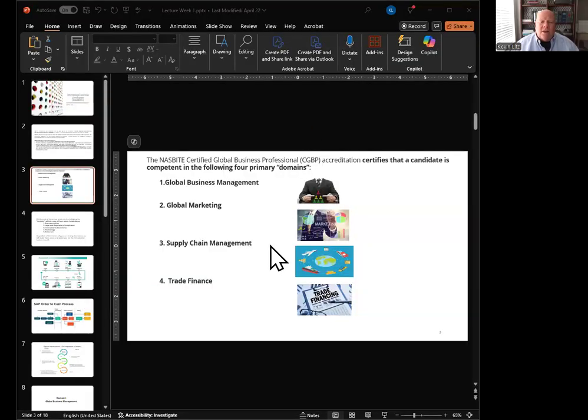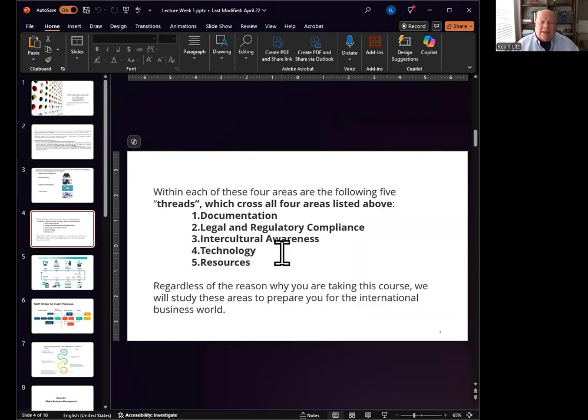Let me do a share here for you. And we'll be looking at the outline. And these are the materials you will have. Basically, the entirety of the materials are divided among 4 arenas: global business management, marketing, supply chain, trade finance. So those are the areas that we will be studying. Within each of these 4, they try to emphasize 5 things, subpoints, if you will, that you'll see here.